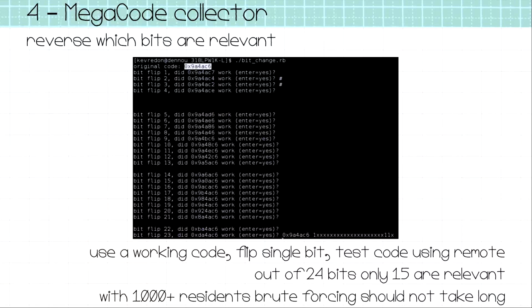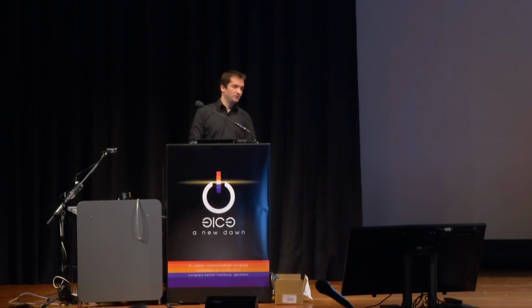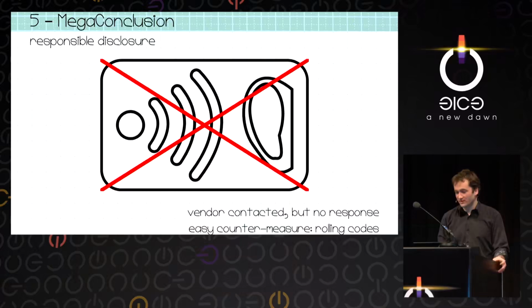So with thousands of residents, it's pretty easy to find the right code to enter the same building. But because we're not evil hackers, we tell the vendor, and as always, the vendor just doesn't care, even if they provide security products.